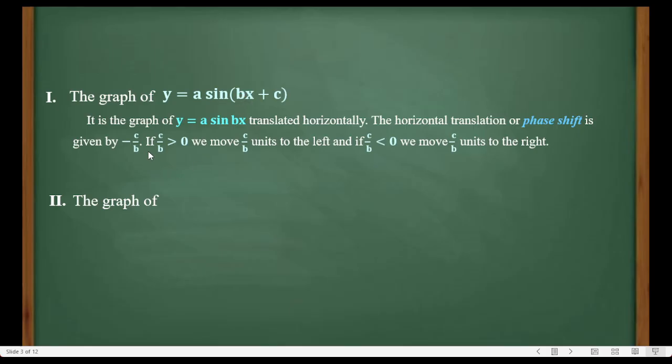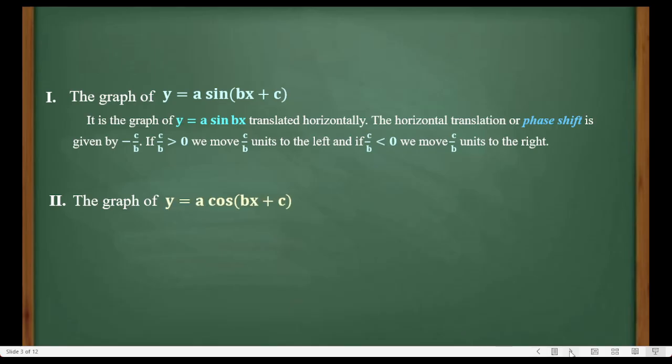If the value of c over b is greater than 0 or positive, we move c over b units to the left. And if the value of c over b is less than 0 or negative, we move c over b units to the right. Okay? This is for the graph of the sine function having this equation.